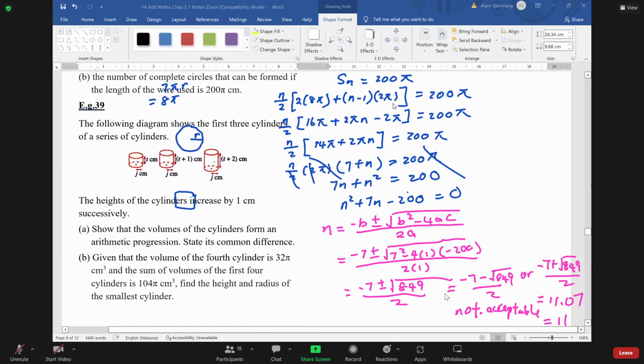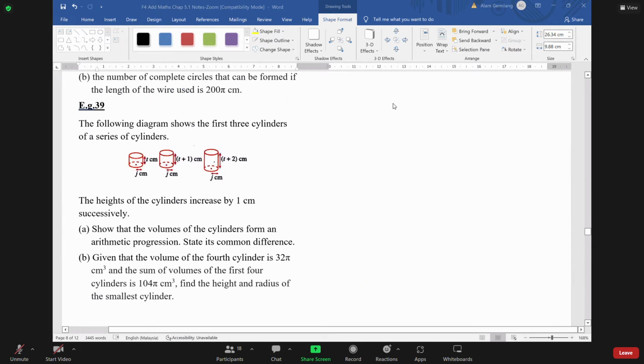Okay, we will look at the last one, question 39. This one is the all application, so you must know how to solve. The following diagram shows the first 3 cylinders of a series of cylinders. The height of the cylinder increases by 1 cm successively. Show that the volumes of the cylinders form an arithmetic progression.